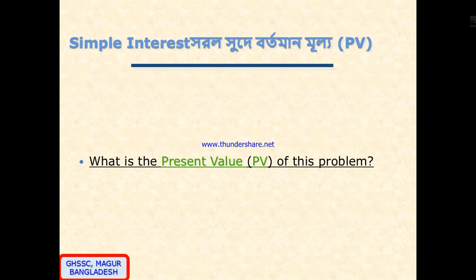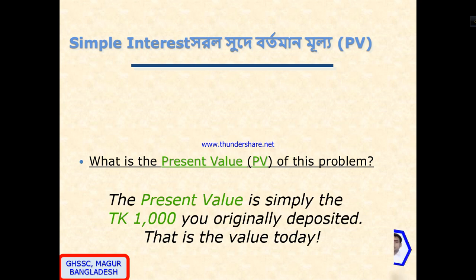Okay. Now, if the question may arise in your mind, what is the present value of this problem? Actually, the present value is simply the 1000 taka. That means today's 1 taka is not the same as in the future. In this particular case, the present value is simply the 1000 taka you originally deposited. That is the value today.